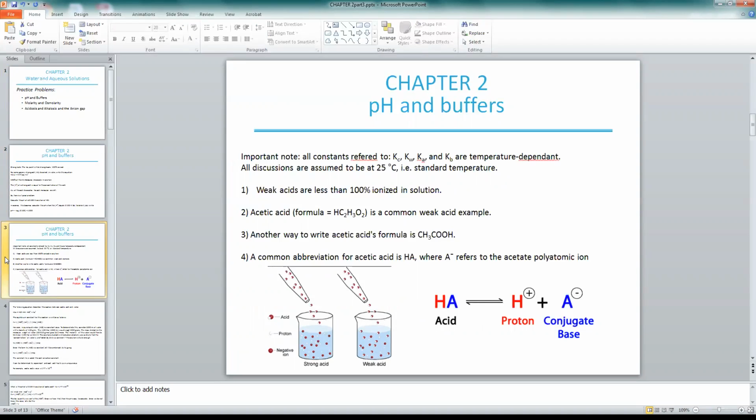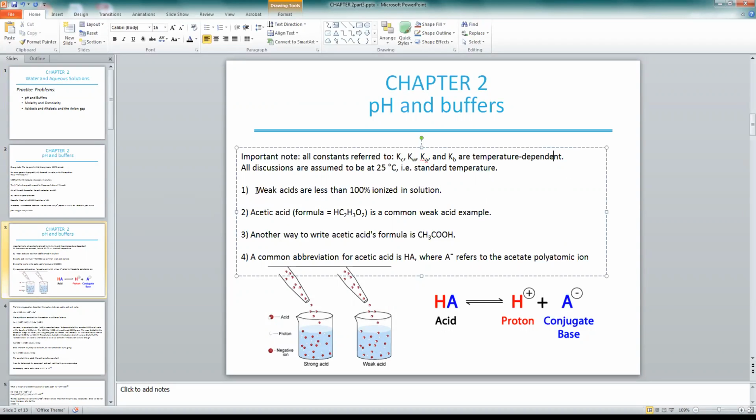There are several different examples of weak acids that we could look at, but a great hallmark would be acetic acid. Before we talk about this, it's important to note that these constants, Kc, Kw, Ka, and Kb, are all going to be temperature dependent. For what we're talking about right now, that's going to be at 25 degrees Celsius, or what we think of as a standard temperature.